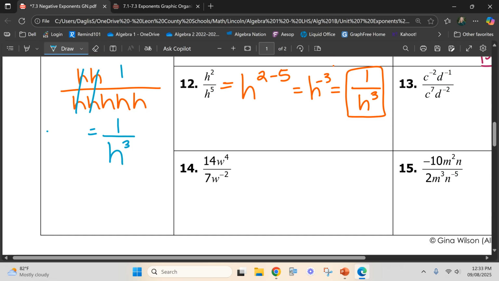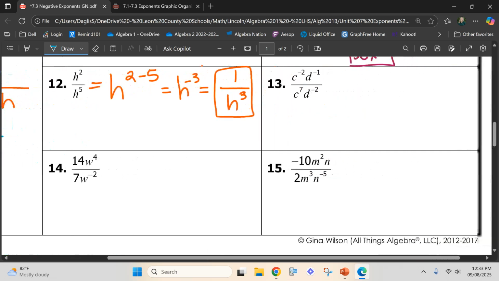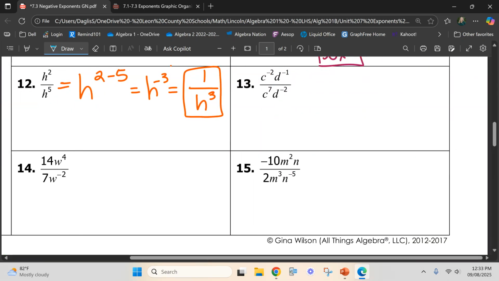All right? So 1 over H to the power of 3. Let's go over here. Now, what if there's already negatives in here? Okay? You could move them. You could leave them alone. You have options, which is sometimes scary. Okay? So I want to do something that makes sense to you.